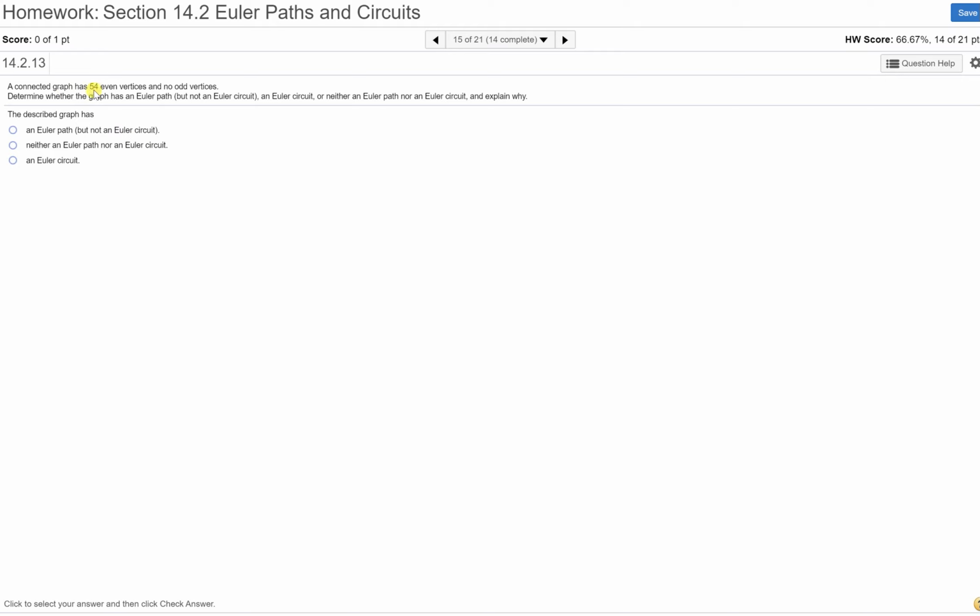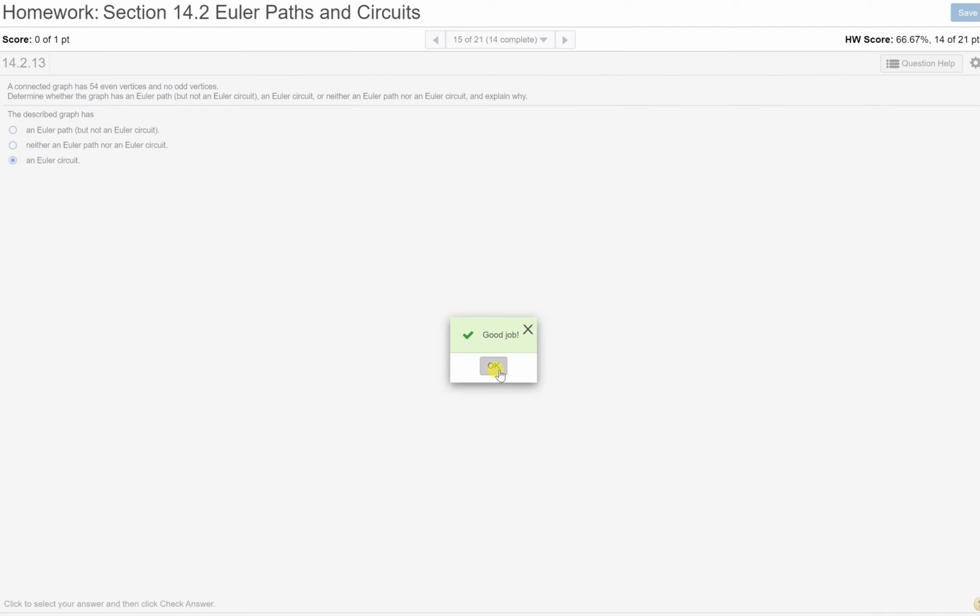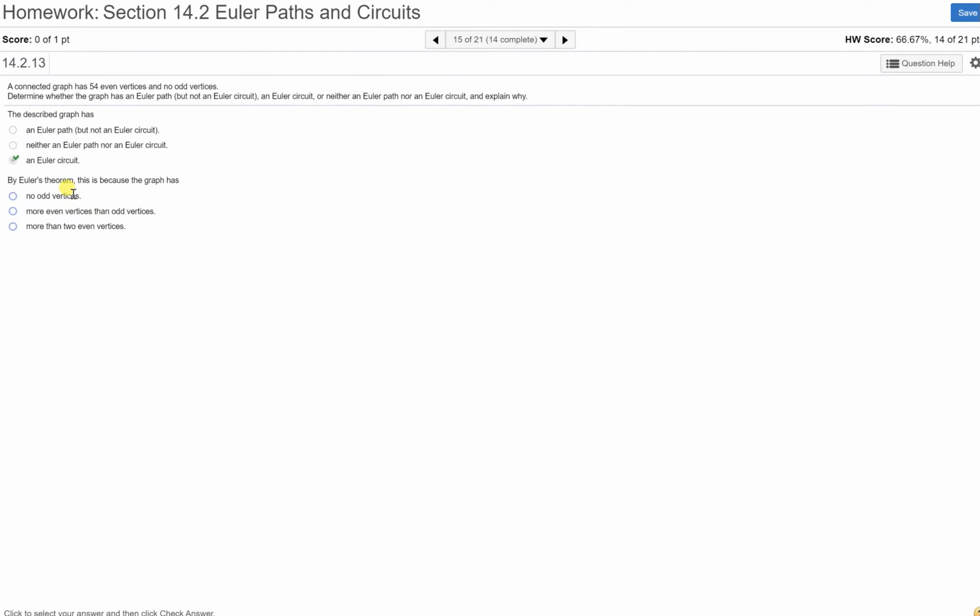There's a graph that has 54 even vertices and no odd ones. That means you can have an Euler circuit. Okay. So let's see. When they're all even, you can have a circuit. This is because it has no odd vertices.